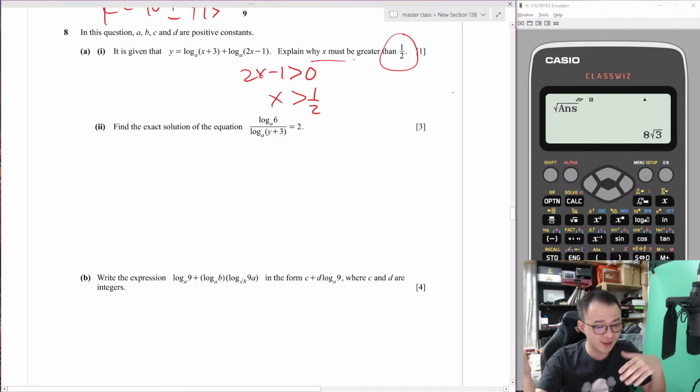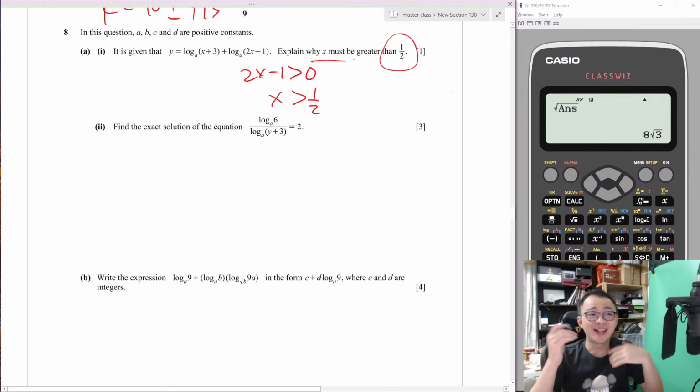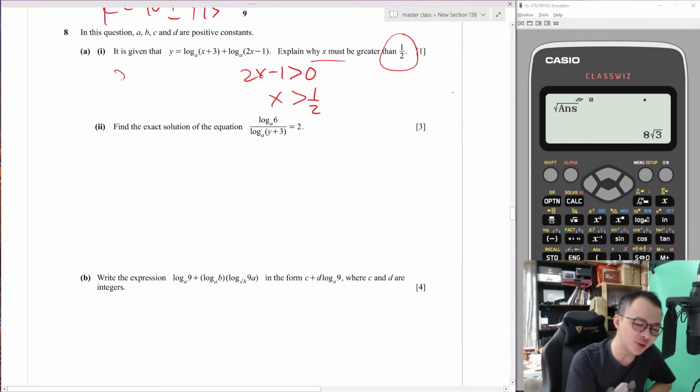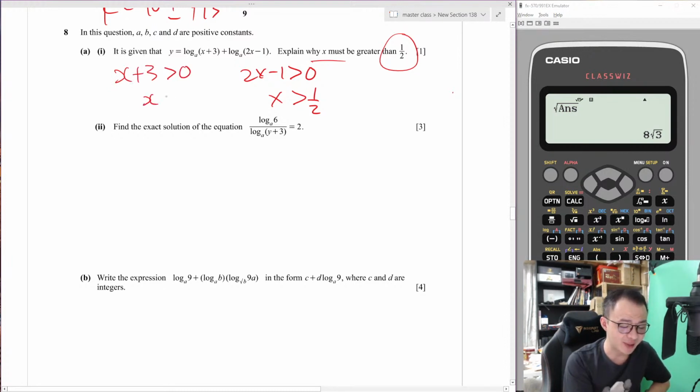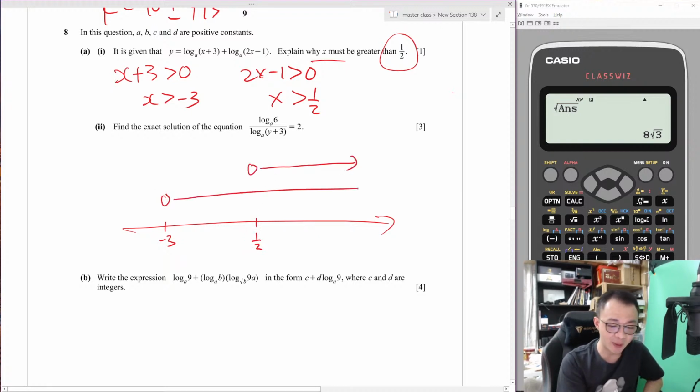A, B, C, D are positive constants. Explain why x must be greater than 1 over 2. I think you can just do it like this: if x is less than 1 over 2, you will actually get a math error. But you can do this one as well if you want, it doesn't matter. x plus 3 is bigger than 0, so x must be bigger than negative 3. If you learned about inequality, you should know this is negative 3, this is 1 over 2. We are bigger, right?